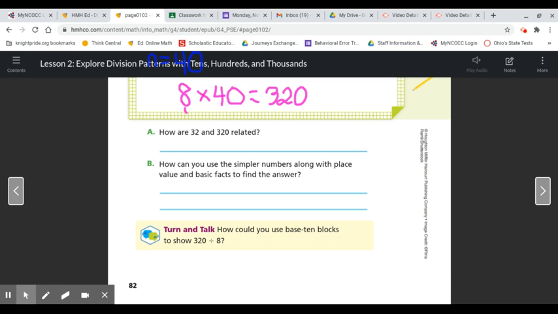So question B, how can you use the simpler numbers along with place value and basic facts to find the answer? So again, if we think about how 320 is renamed as 32 tens, we know that 32 divided by 8 equals 4. So 32 tens divided by 8 equals 4 tens. And then we can rename 4 tens as the number we know it as, and that is 40. Each friend will get 40 cars.